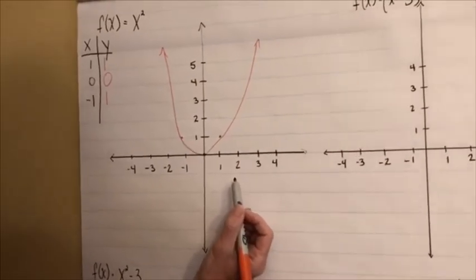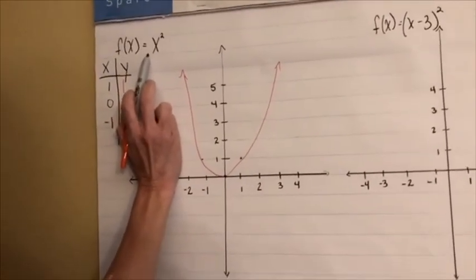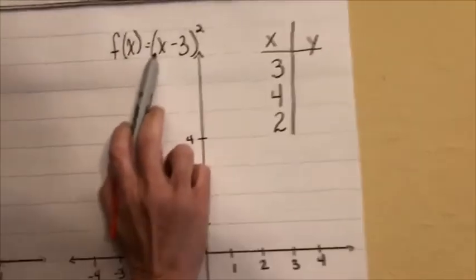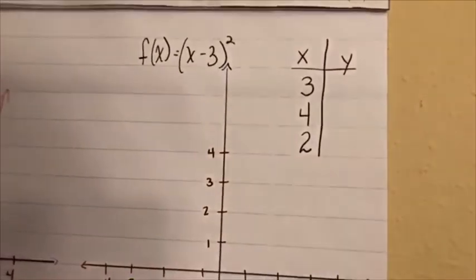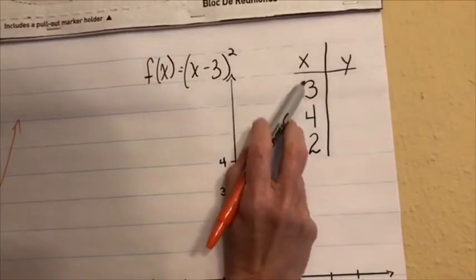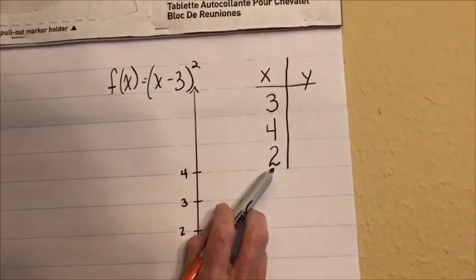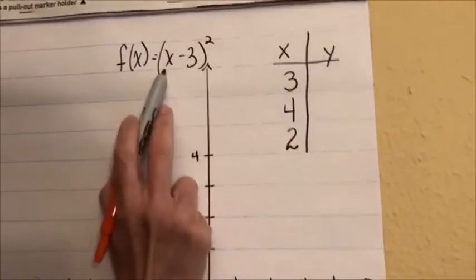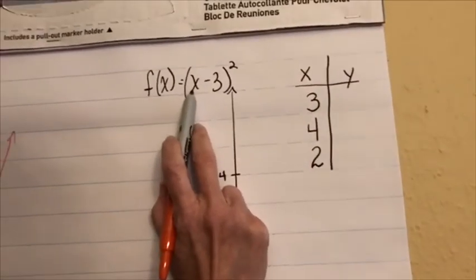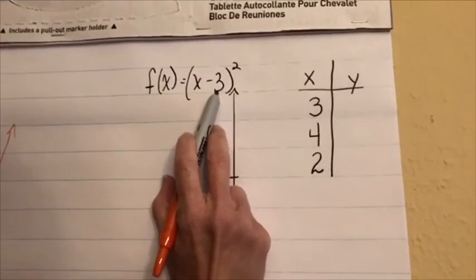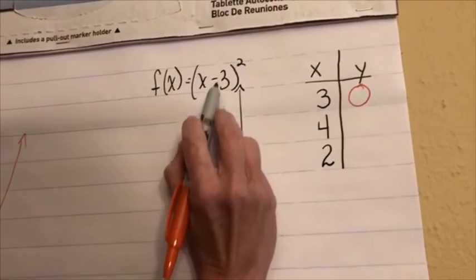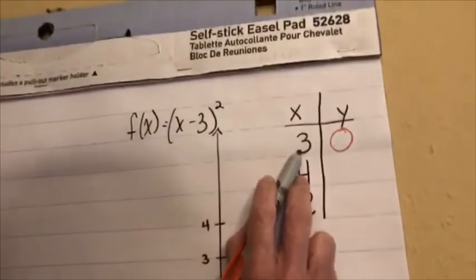So what happens when we change it up a little bit? What if our function is x minus 3, quantity squared? How does that change our graph? I took the liberty of choosing different numbers for my x value because I wanted to get 0 for my y. If I put a 3 in for x, 3 minus 3 is 0. 0 squared is 0. Then I chose one number on either side of that x value.